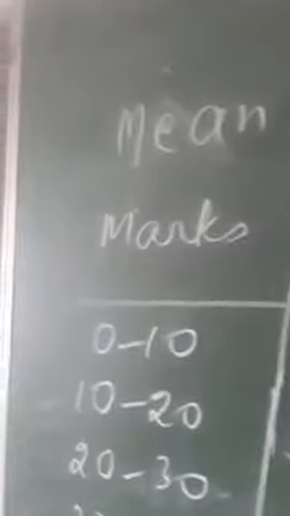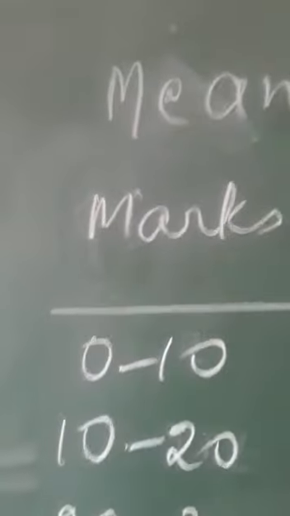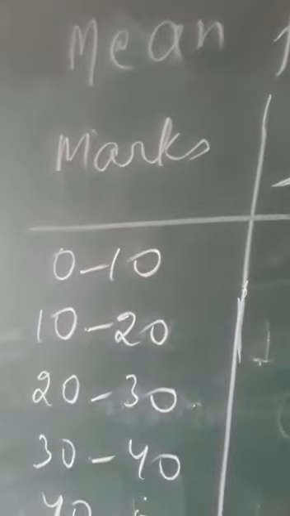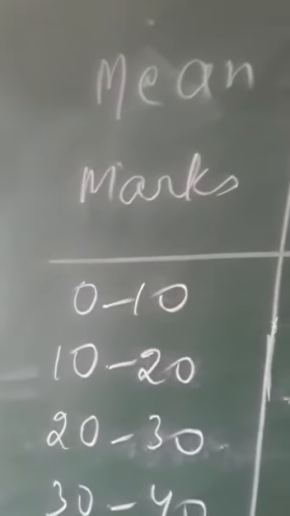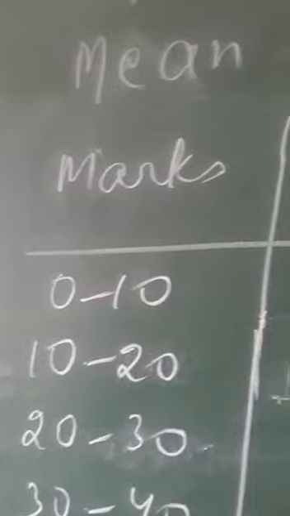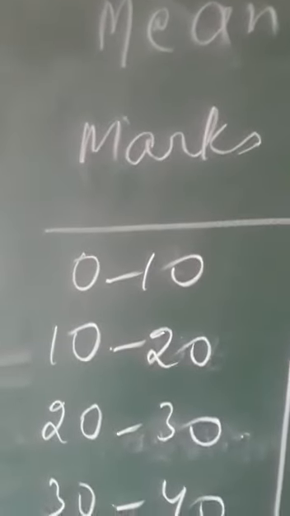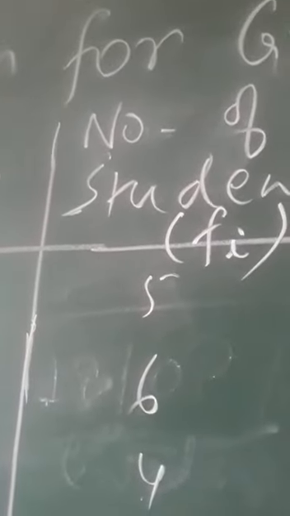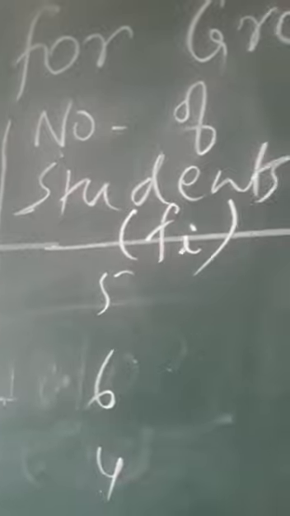Now we are going to discuss the mean for grouped data. In this one, the marks are arranged in groups. The first group is 0 to 10. In 0 to 10, what is the total number of students? Between 0 marks and 10 marks, the number of students was 5. So it is the frequency of 0 to 10, which we have taken as the number of students.